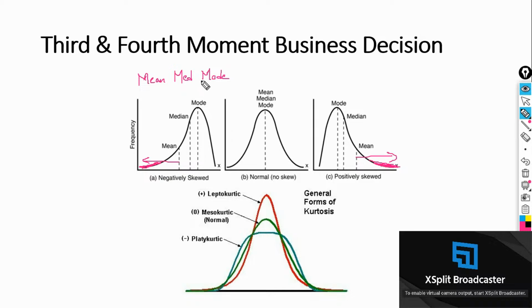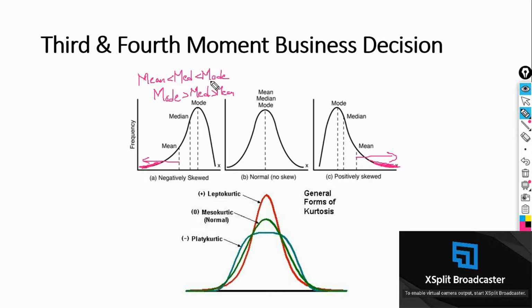Good. Mode is greater than median, which is greater than mean. Can I write it like this? Mode greater than median greater than mean. I can also read it as mean less than median less than mode.